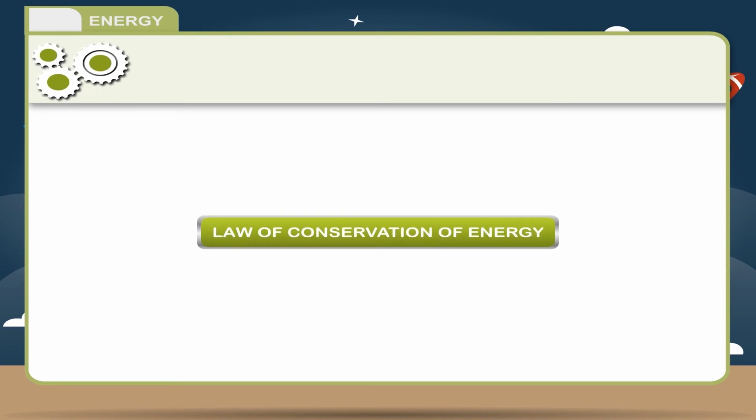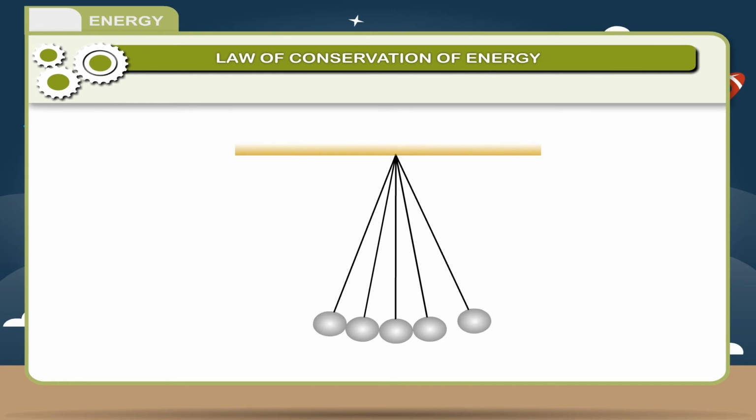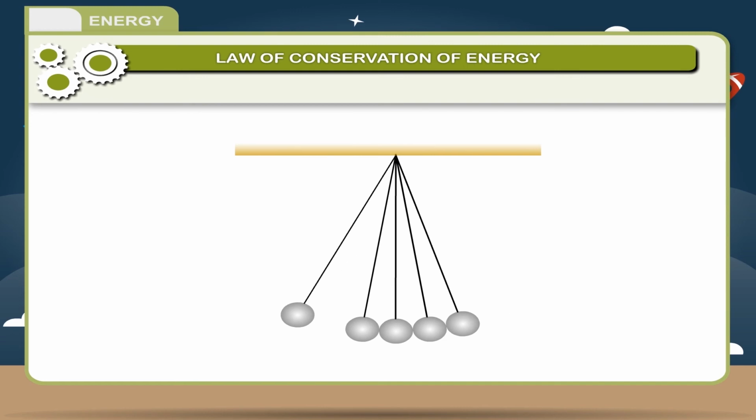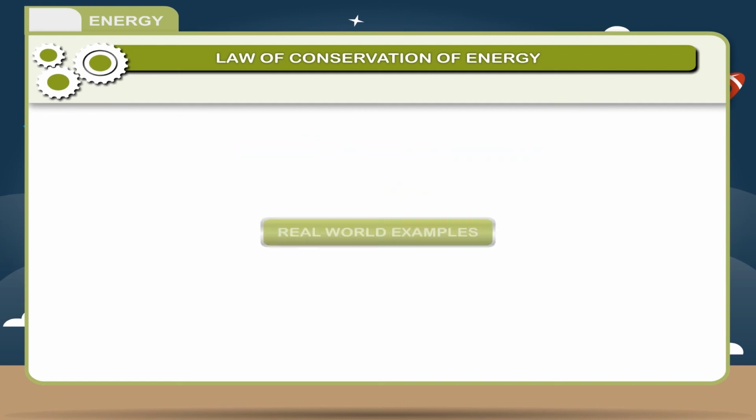Law of conservation of energy. It states that the total energy of an isolated system remains constant. It means energy can neither be destroyed nor created. It transforms from one form to another.